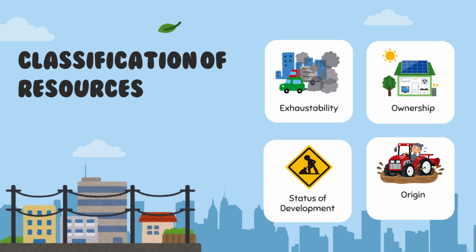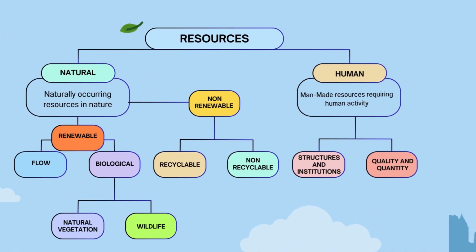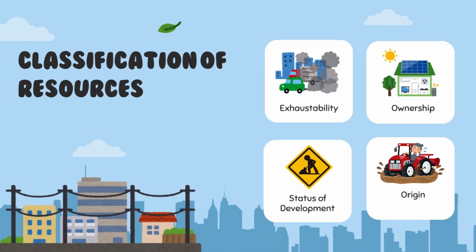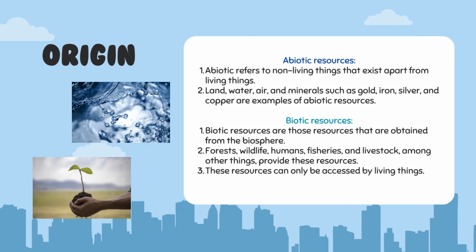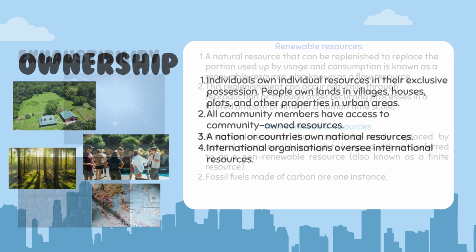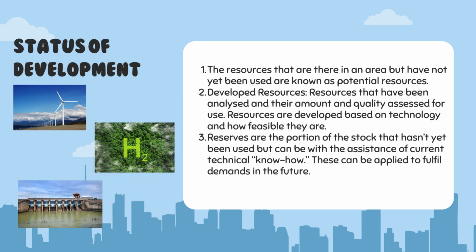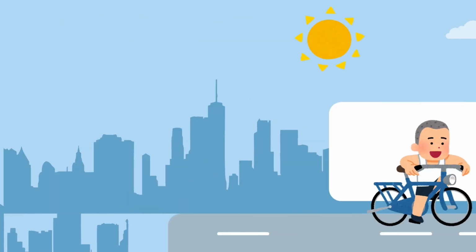Now that we have understood what resources are, let us look at their classification. You may recall the classifications you have learned in grades 8 and 9. Resources can be classified on the basis of origin, whether they are biotic or abiotic; exhaustibility, whether they are renewable or non-renewable; ownership, whether they are owned by a particular individual, a community, a nation, or are owned internationally; then, status of development, whether it's a potential resource, developed stock, or reserve.